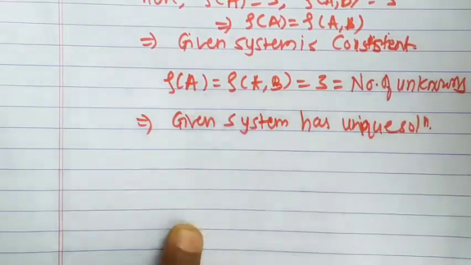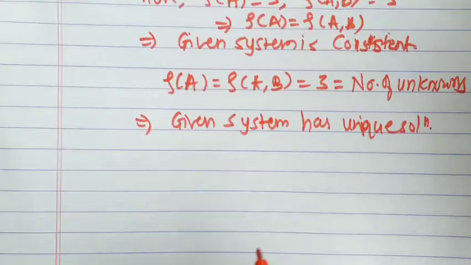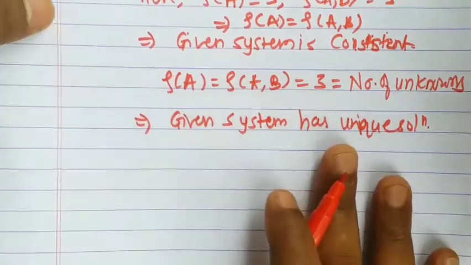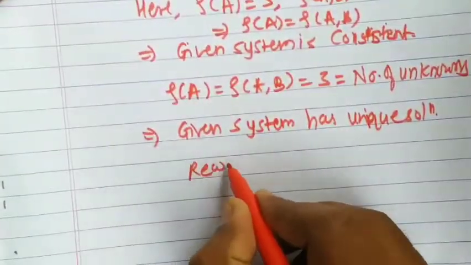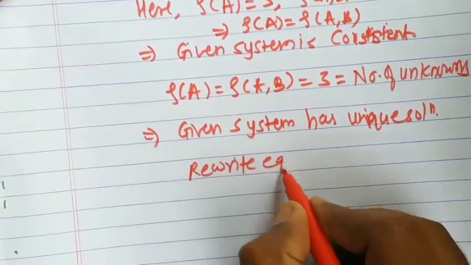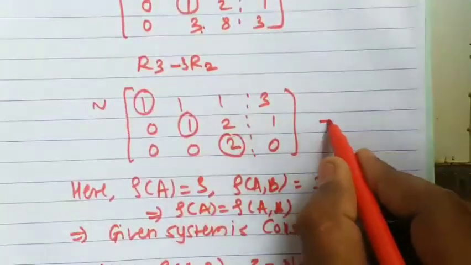So this will be the conclusion, meaning this will be the nature of the solution. Unique solution means what? We will have the unique values of x, y, z. Now for determining this unique solution, what are we going to do? We are going to rewrite the equations from this echelon form.